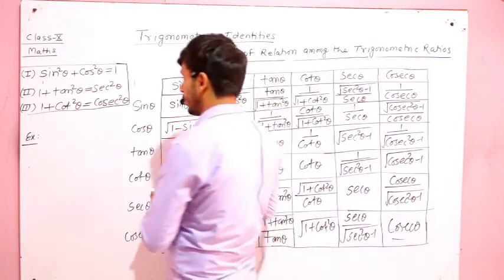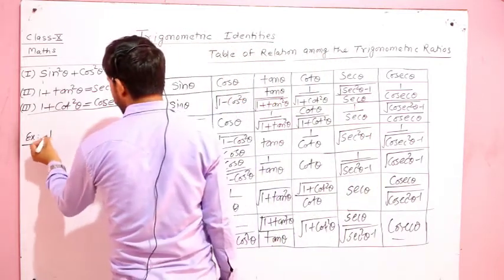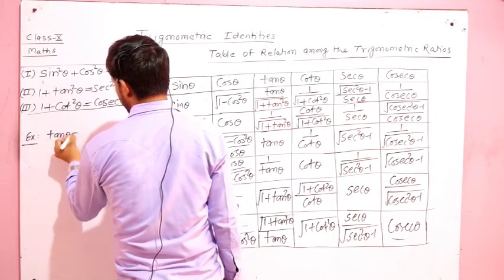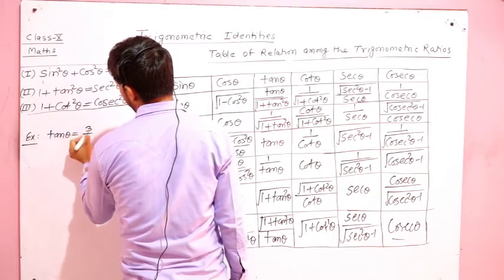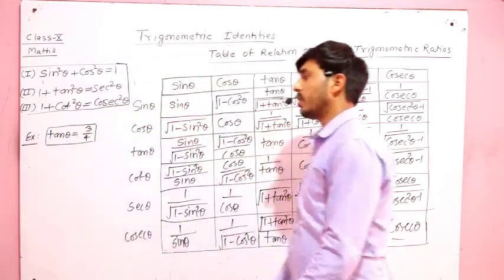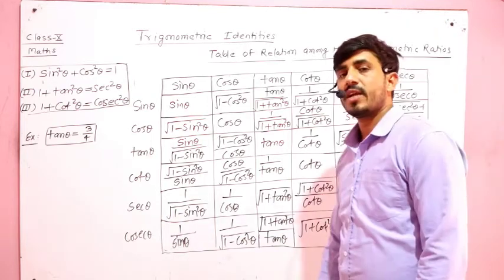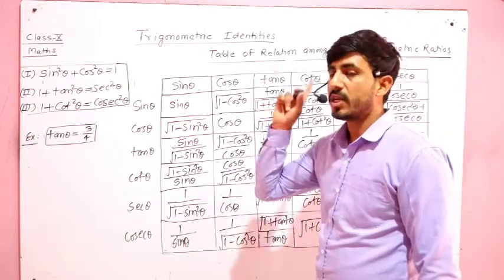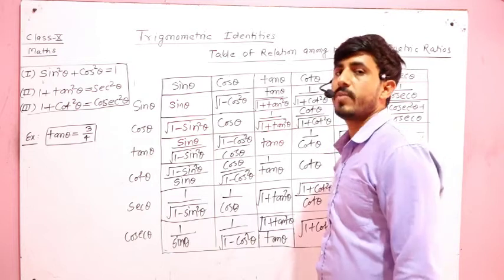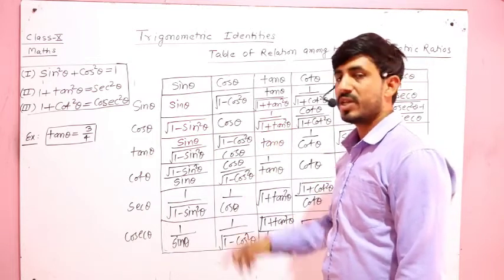Okay, I'm going to give you an example. If tan theta is equal to 3 by 4, it is given that tan theta is equal to 3 by 4, and we have to find all the remaining trigonometric ratios by using tan theta is equal to 3 by 4. First we have to find sin theta.